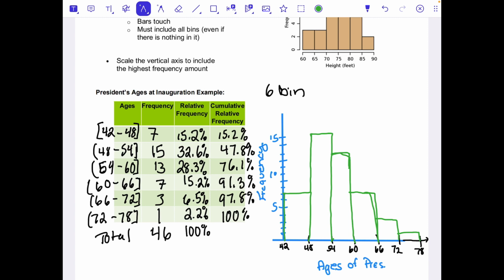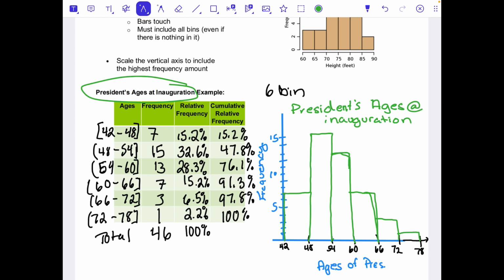But it is missing something. Just like with our bar graph, we want to make sure we have a title, and I would just pull it straight from what the data is called. So we could say presidents' ages at inauguration. And ta-da, there is my histogram.